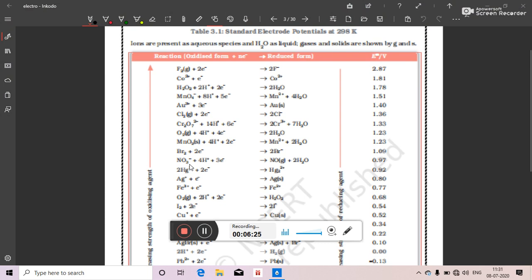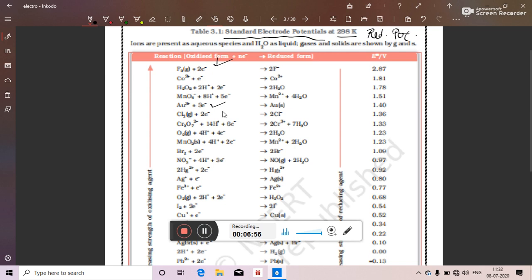Now this table shows the standard electrode potentials of different half cells, that is, standard reduction potentials of the different half cells at 298 Kelvin temperature. So temperature is also standard. Here you can see that in all the equations of the electrodes given for the half cells, electrons are present on the left hand side of the arrow.